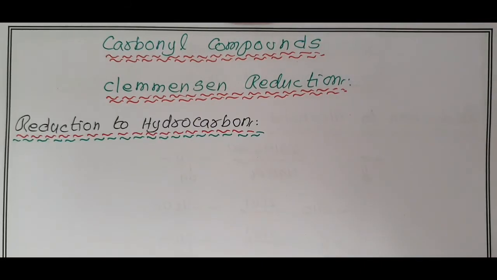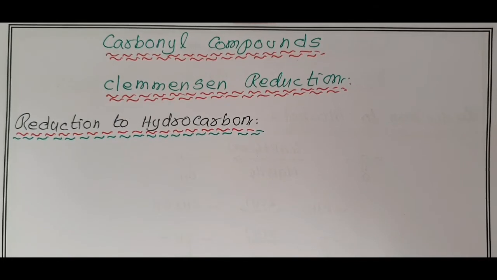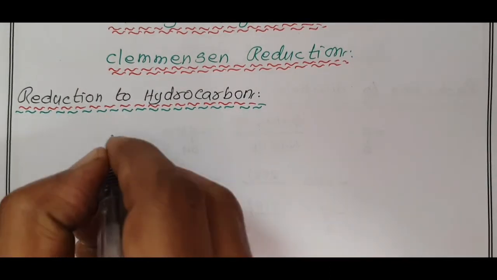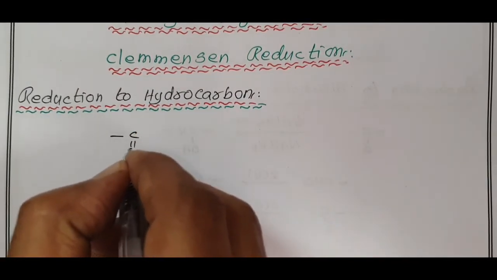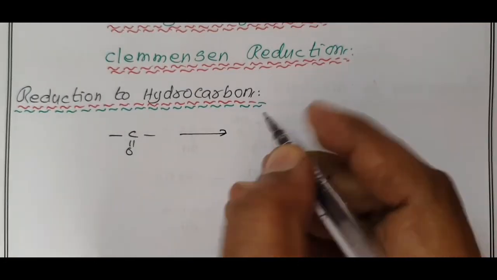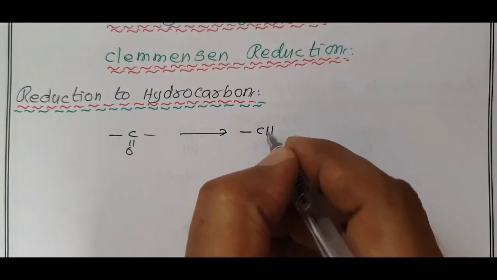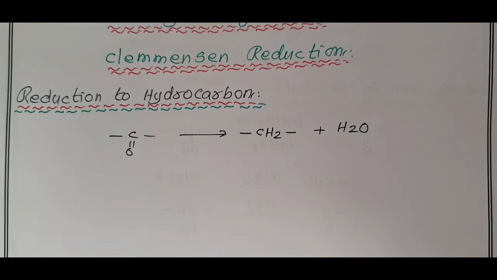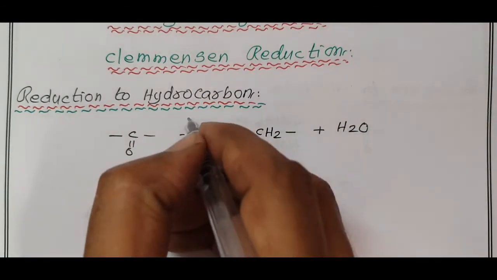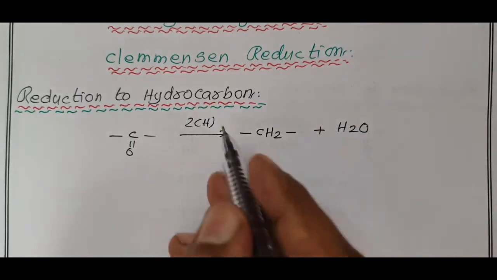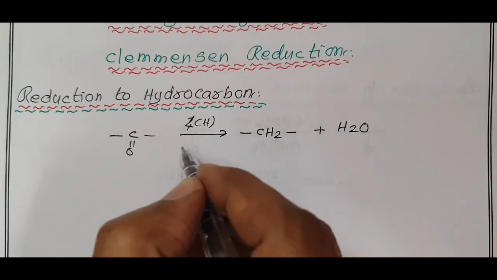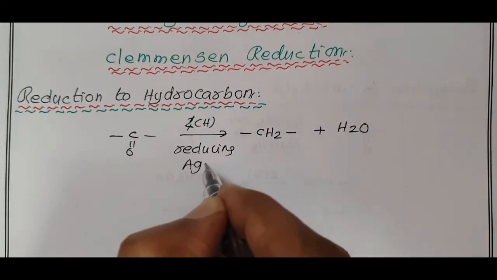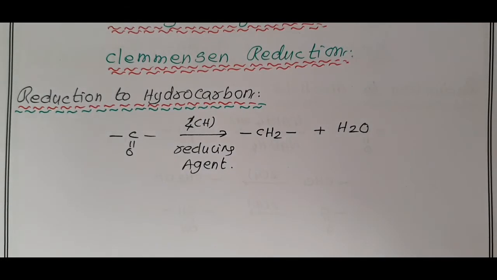Clemmensen reduction. Reduction to hydrocarbon. The carbonyl compounds, aldehydes and ketones, can be reduced to a methylene group using a suitable reducing agent to give a hydrocarbon. Addition of hydrogen, 4 hydrogen we will use, therefore 4 H. In the presence of a reducing agent, the carbonyl compound is converted into a hydrocarbon.